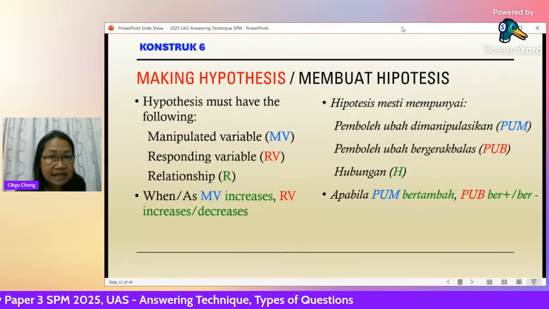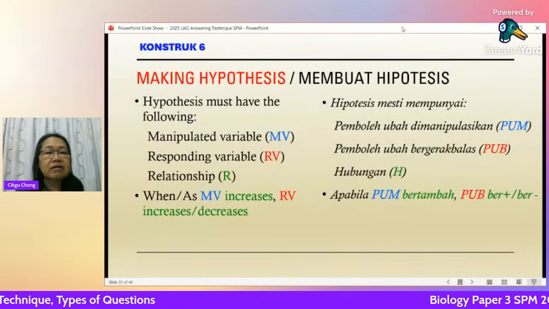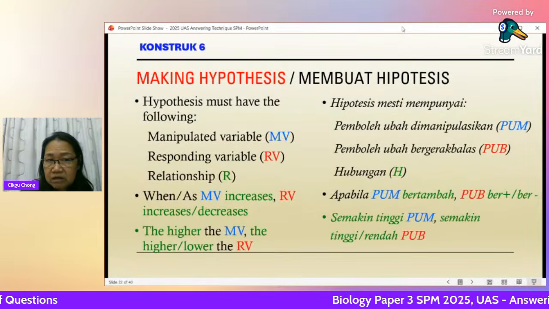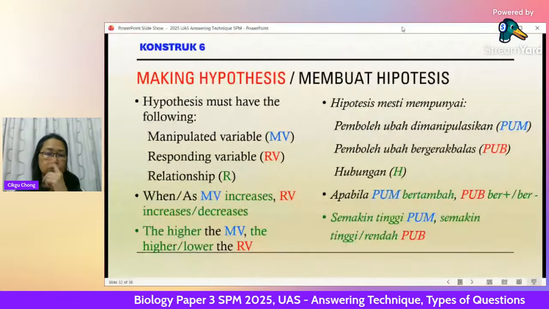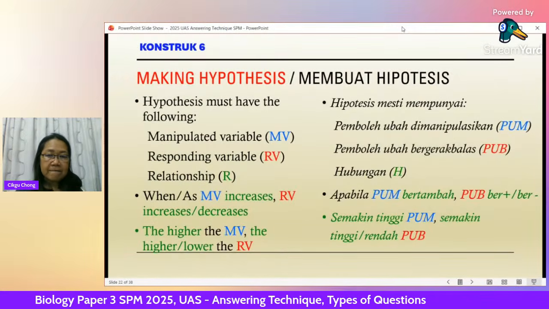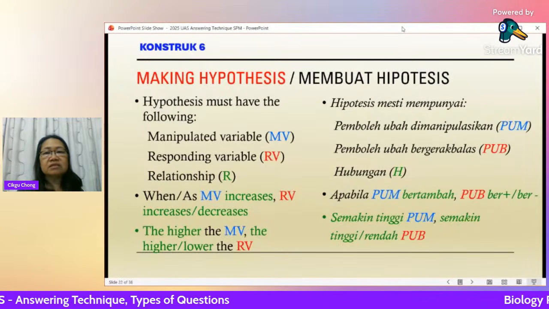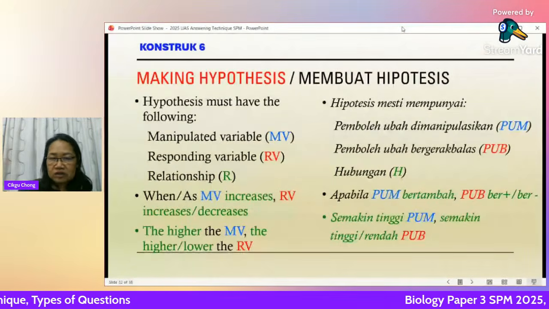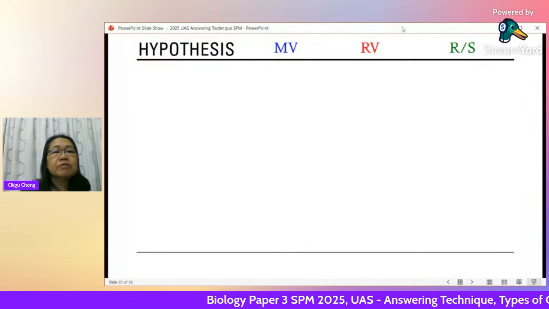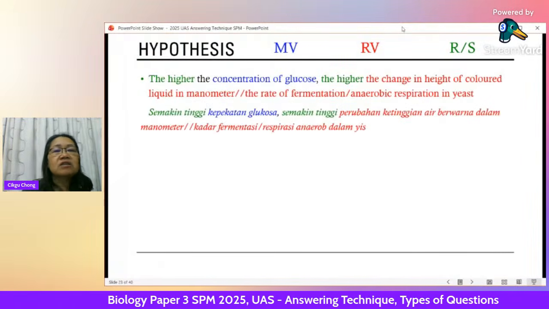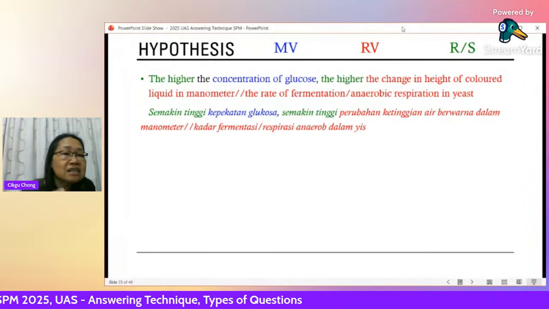This is the standard format, but I said, not every experiment can use this format, right? The higher the MV, the higher or the lower the RV, also can. You can also use this format. First, you must identify what's MV, what's RV. Just put it inside. You write your sentence. Then, I give you other examples of hypothesis. The higher the concentration of glucose, the higher the change in the height of colored liquid in the manometer.